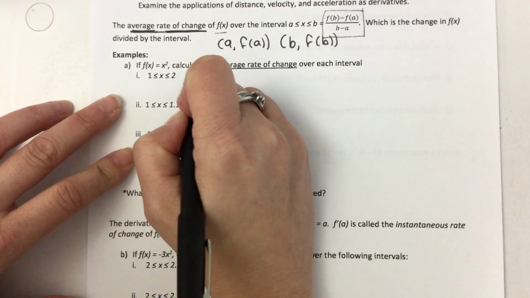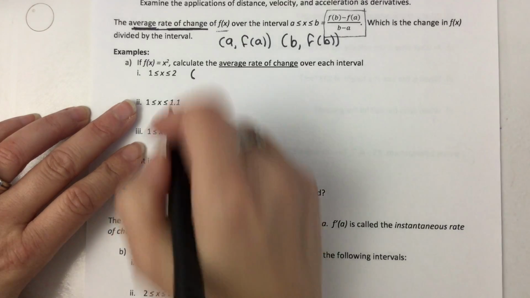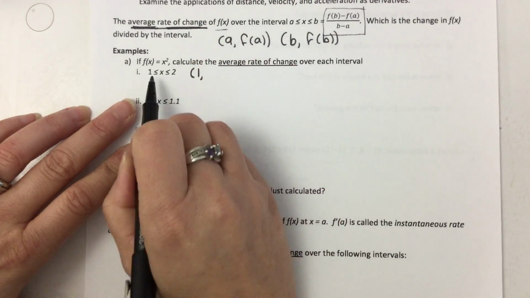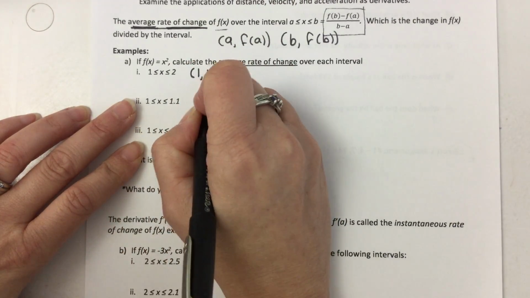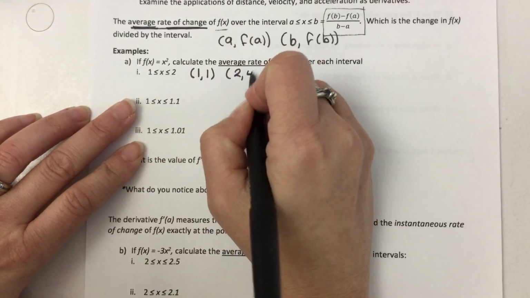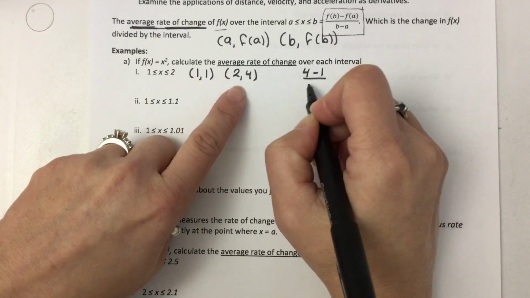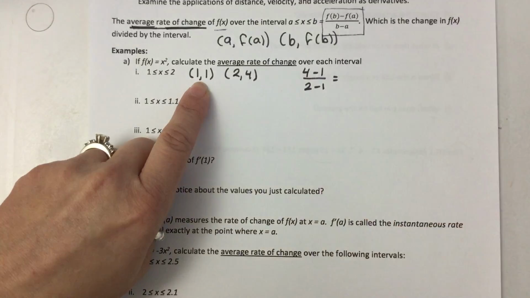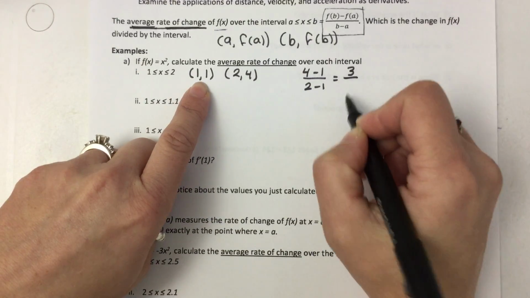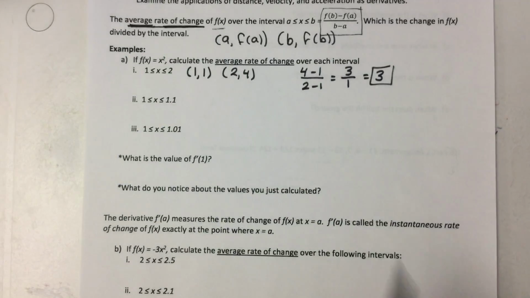Okay, so check this. Here's my first. I like to go ahead and even turn it into an ordered pair because that way it ties it into something that you already know. So if the x value is a 1 and I fill that in, 1 squared is a 1. If the x value is a 2, 2 squared is a 4. So my average rate of change is 4 minus 1 over 2 minus 1. 4 minus 1 is 3. 2 minus 1 is 1. So I end up with 3 over 1, which is 3.